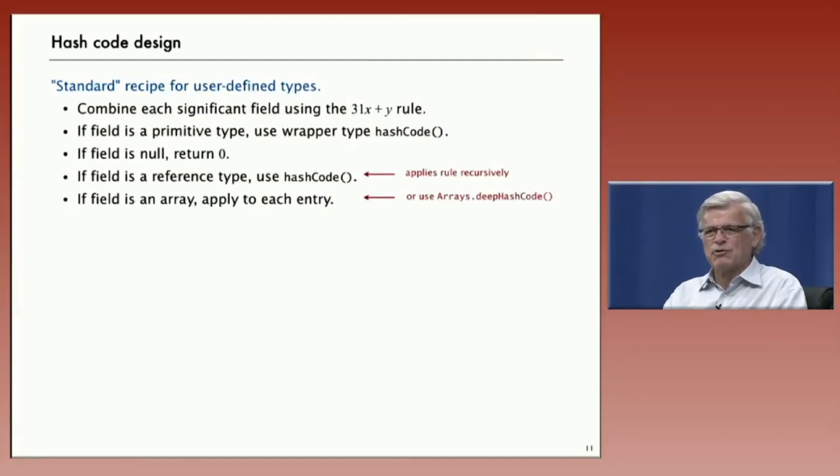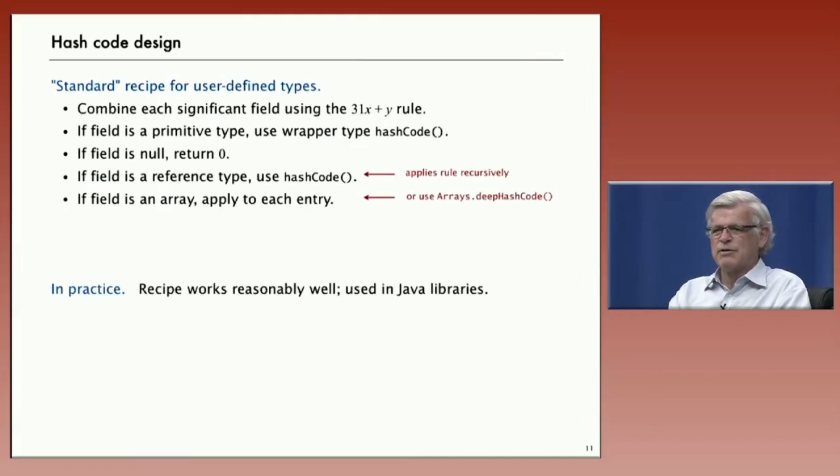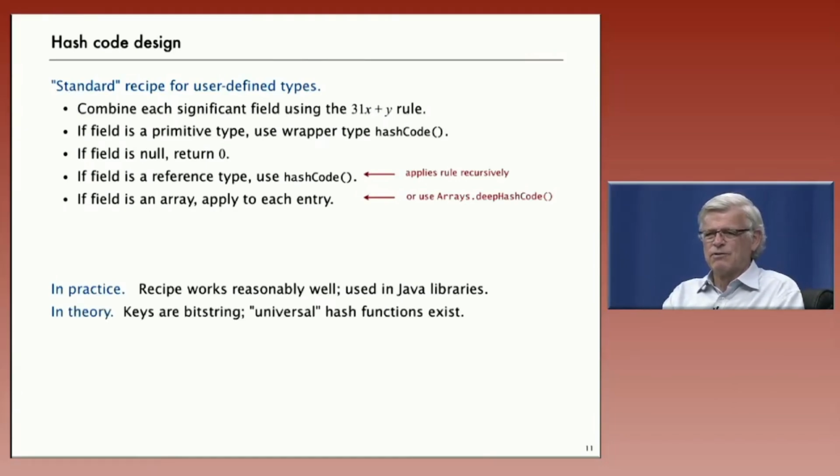Use the 31x plus y rule to combine all the fields. If it's a primitive type, use the wrapper hash code. If the field is null, return 0. If it's a reference type, use that hash code and apply it recursively. And if you have an array, you have to apply it to each entry. Or actually, Java implements that in its arrays library. So this recipe works pretty well in practice, and it's used in several of Java's libraries.